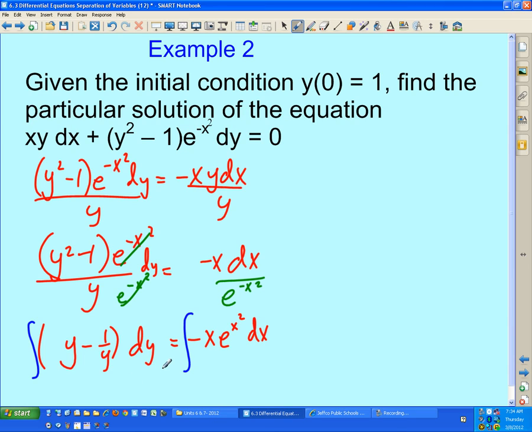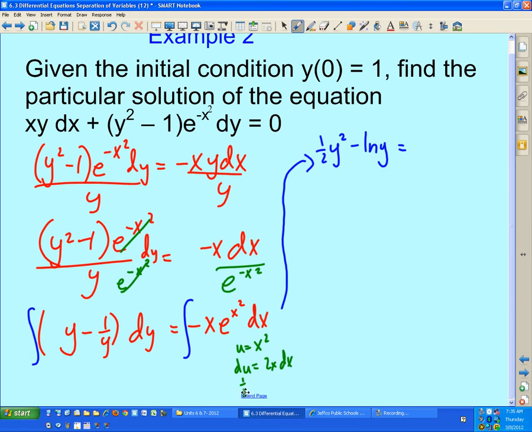When I do that, this becomes y squared times 1/2 minus the ln of y. That gets rid of the dy. And then on the other side, if u equals x squared, then du would equal 2x dx. So that means I have more than I need, so I'm going to take 1/2 of it, or du will equal x dx. So 1/2 du will equal x dx.